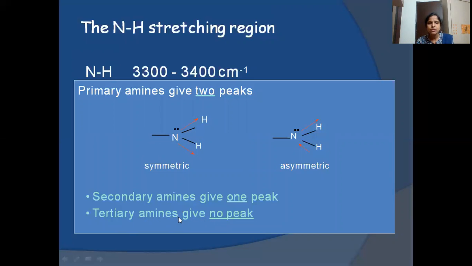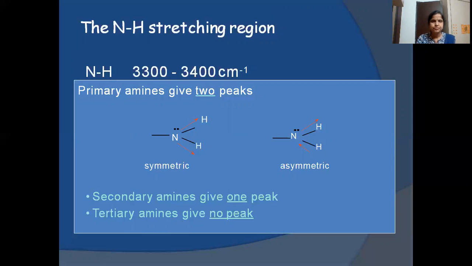Okay, why will it not show? Because in tertiary amine, nitrogen is attached to 3 alkyl groups. We don't have hydrogens attached to nitrogen in tertiary amine. So because there is no hydrogen, there won't be any NH stretching vibrations. So primary amines will show 2 bands, secondary amines show 1 band, tertiary amines show no bands.